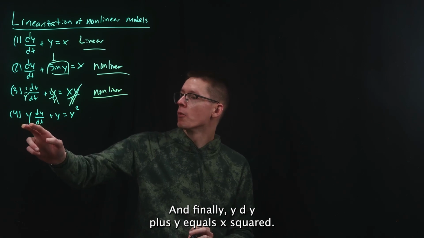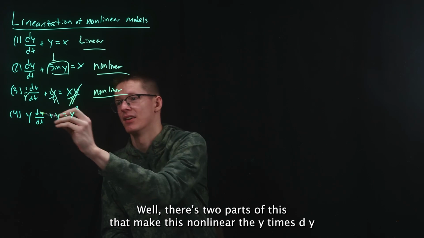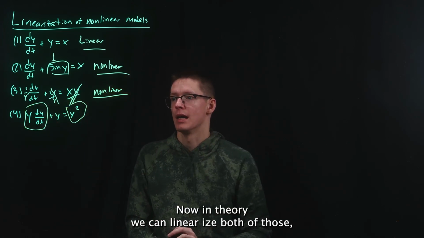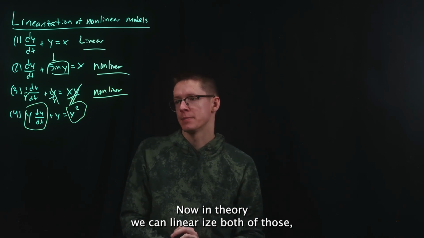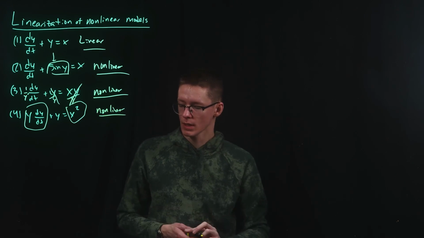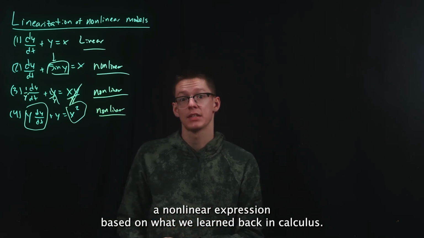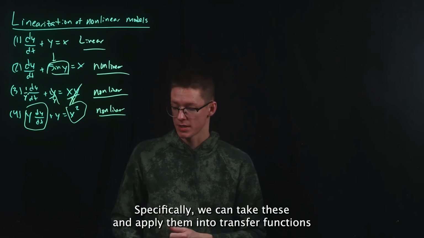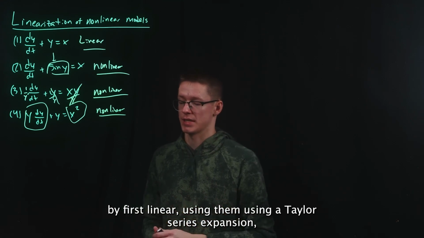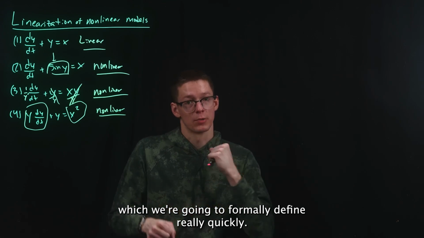And finally, y dy dt plus y equals x squared. Well, there's two parts of this that make this nonlinear: the y times dy dt and the x squared term. Now, in theory, we can linearize both of those, but unfortunately, this is still a nonlinear expression. And so seeing these, we have ways of linearizing a nonlinear expression based on what we learned back in calculus. Specifically, we can take these and apply them into transfer functions by first linearizing them using a Taylor series expansion, which we're going to formally define really quickly.